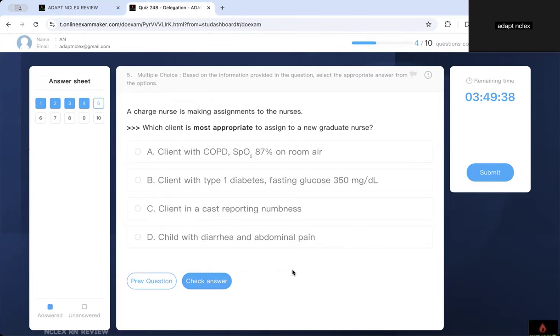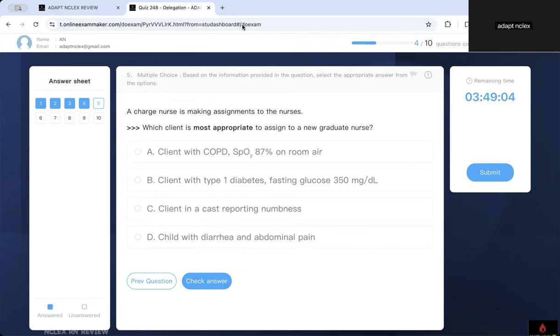A charge nurse is making assignments to nurses, right? A COPD client, his sat is 87. He's on a roommate, 50-50, right? Client with diabetes, fasting glucose 350, 50-50, right? Client with a cast, reporting pain 9 minutes, 50-50, right? What do you think? The client with diarrhea and abdominal pain, what do you think? Which one of these 4 patients, if you are the charge nurse making an assignment, will you give to a new graduate nurse who walks into the hospital?